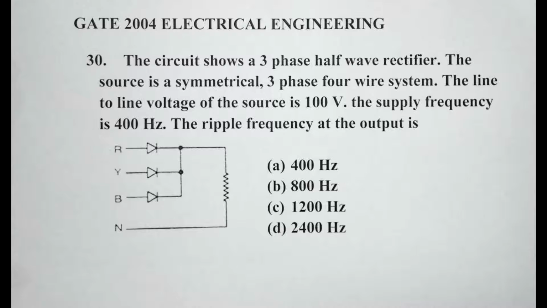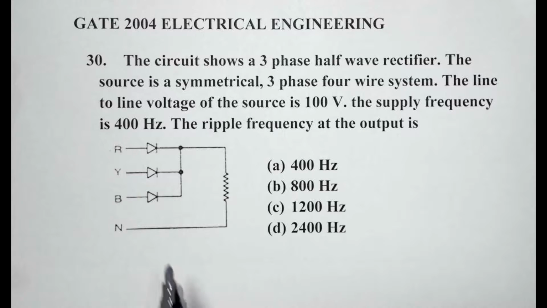Here's the next question, number 30. The circuit shows a three-phase half-wave rectifier. The source is a symmetrical three-phase four-wire system. The line-to-line voltage of the source is 100 volts. The supply frequency is 400 Hz. The ripple frequency at the output is.